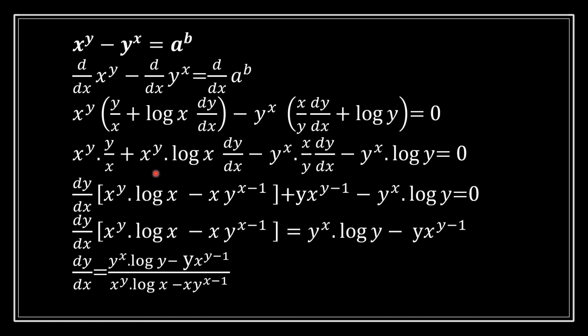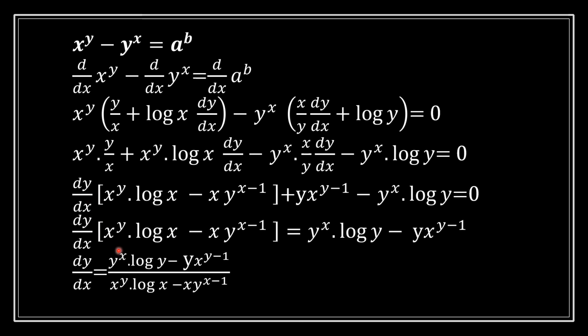Now you are left with this term, right? This is x power y into y upon x. So this can also be written as x power y minus 1, which is here. So I have written y. This y has come here. Y into x power y minus 1. Okay. Now what term is left? This term, it will come as it is, y power x into log of y is equal to 0. Okay.